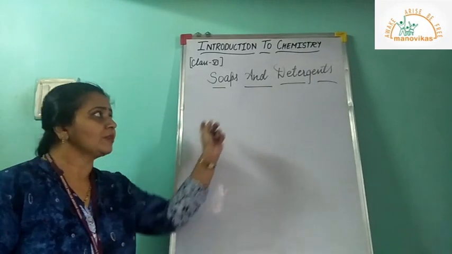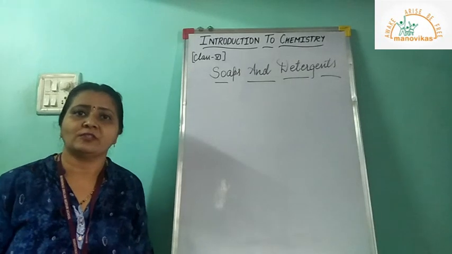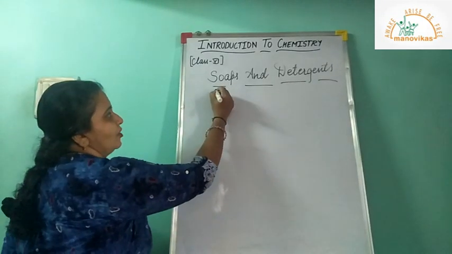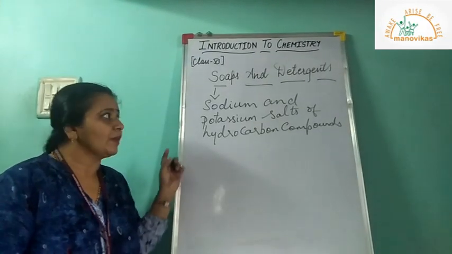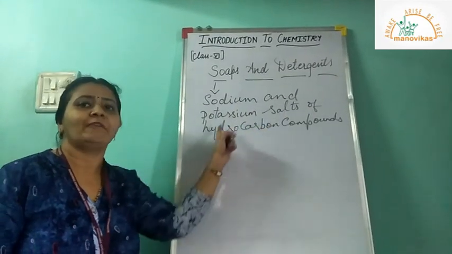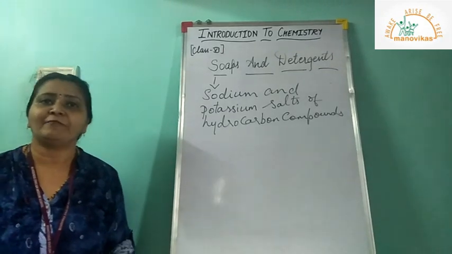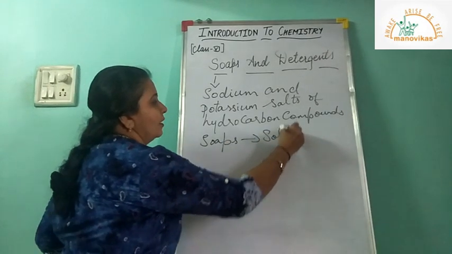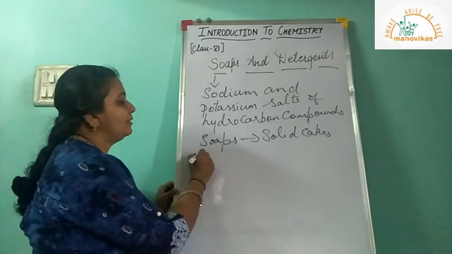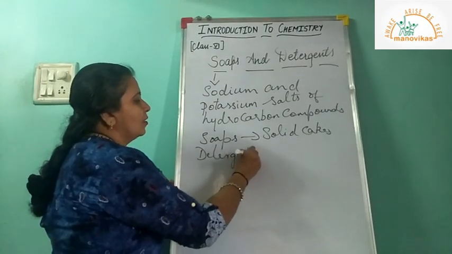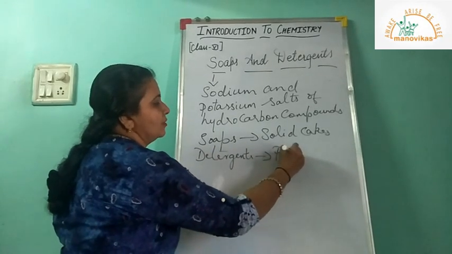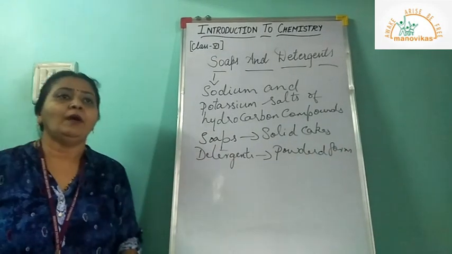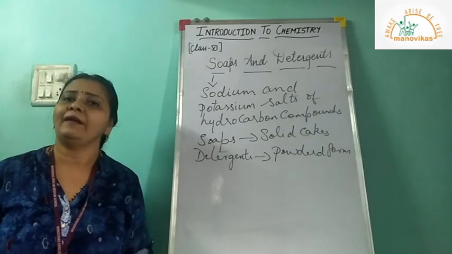Now let's start with soaps and detergents. What are soaps and detergents? They are sodium and potassium salts of hydrocarbon compounds. Soaps are manufactured as solid cakes, and detergents are in powdered form. Now let us see the uses of soaps and detergents.